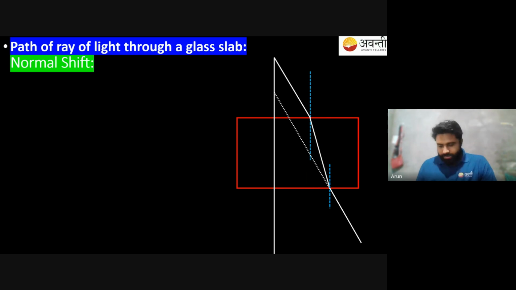Got it? So that lateral shift is parallel to the incident ray. And this normal shift is nothing but the shift in the position of an object with respect to the normal. Here we have an object. These rays are coming down perpendicular to the surface, so they will not get deviated going in. This is the normal incidence of the light.